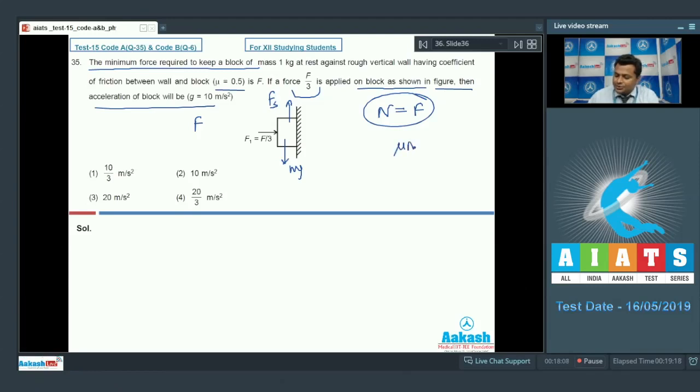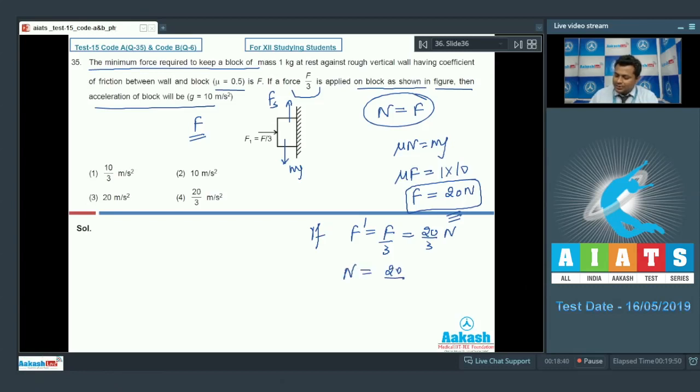Fs is mu into N equals mg. Mu N has F value, m is 1, g is 10. Mu 0.5, we get the value of F, that is 20 Newton. If this force is less than F, then certainly the block will move. Now let us talk about the second condition. If F dash equals F by 3, that is 20 by 3 Newton, normal reaction will also be 20 by 3 Newton. Now in this case what will happen? The block will accelerate.